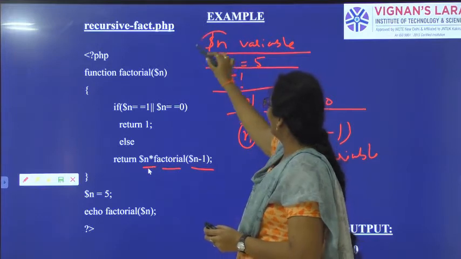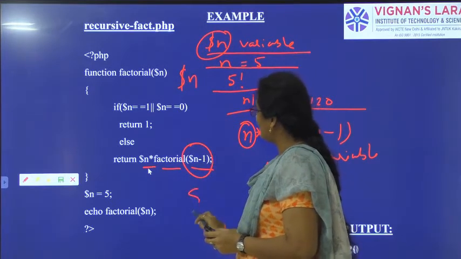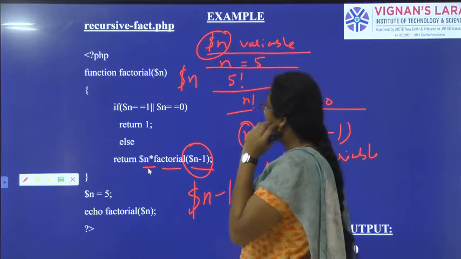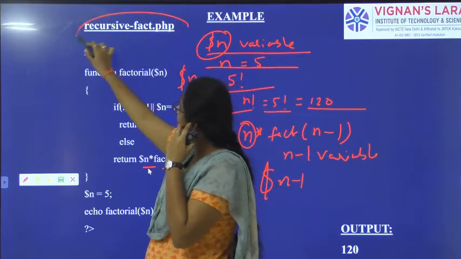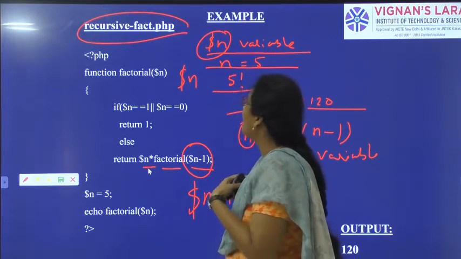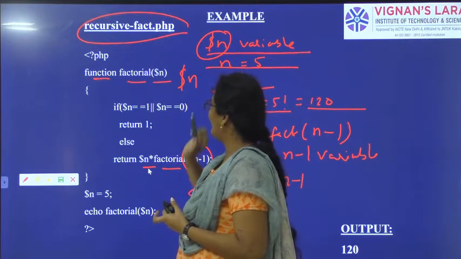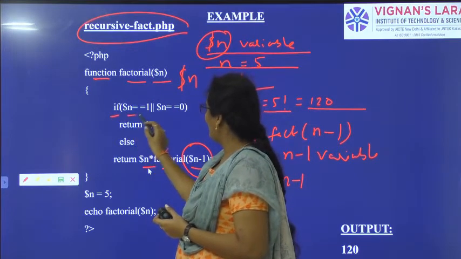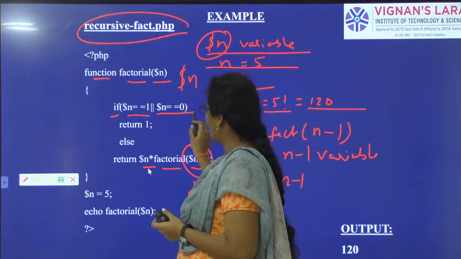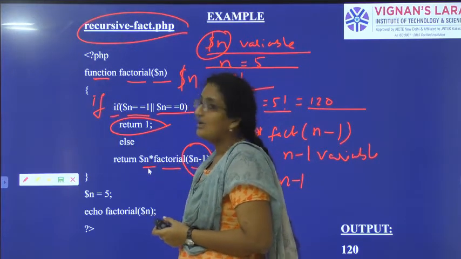If n is the variable and we created it as $n minus 1, also we should create $n minus 1. So using recursive function, we are finding the factorial of n. Function name: factorial, arguments. If n equal to 1 or n equal to 0, then you should return 1. I am using the if statement.